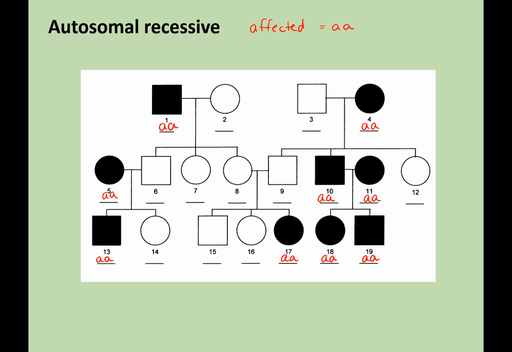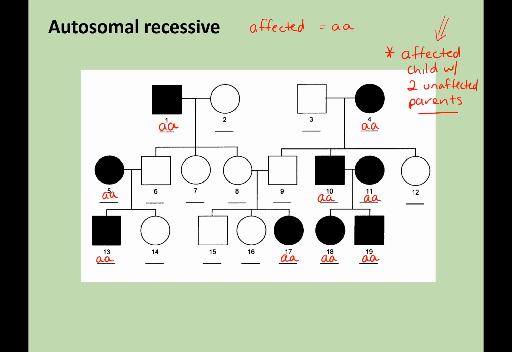But the big question is, how would I know this is autosomal recessive? What you want to look for is an affected child with two unaffected parents. I will tell you right now, any autosomal recessive pedigree I give you will have this characteristic.